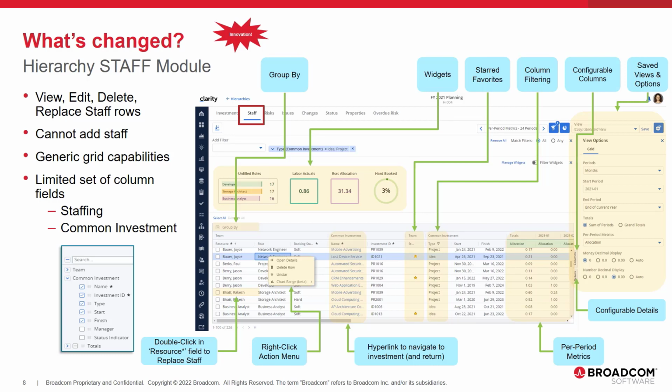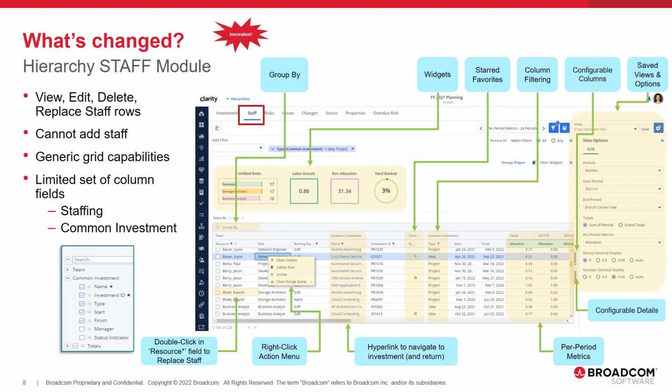For the columns panel, the primary set of fields are associated with the staffing allocation records, and in addition you'll see a limited set of fields from the common investment object. For users with the appropriate investment and resource booking permissions, the types of activities that can be performed on this module are the ability to edit the staffing fields, the ability to delete staffing rows through a right-click action or multi-select action, and the ability to replace an existing staff with another resource, role, or team of the same labor or non-labor resource type inline through the resource field on the grid or in the details flyout.